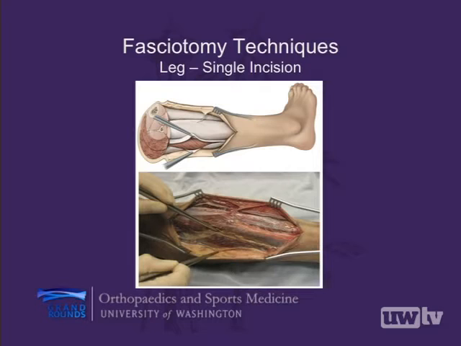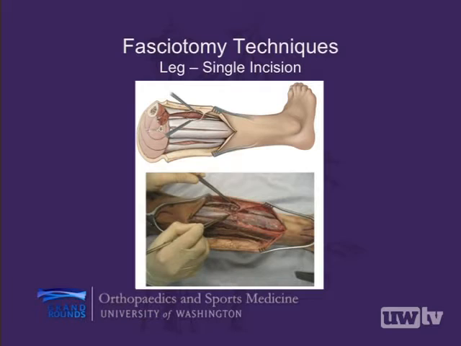Skin and subcutaneous flaps are elevated off the fascia anteriorly and posteriorly. The anterior and posterior intermuscular septae are identified, and superficial posterior, lateral, and anterior compartment fascia are incised.